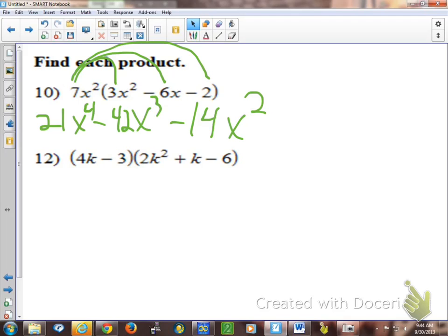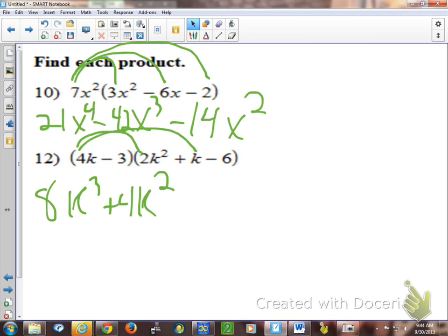All right. The second one. It's still all about distribution. 4 times 2. K times k squared is k cubed. 4k times 1k is 4. Okay. 4k times negative 6 is negative 24k. Double distribute, that's right. That's exactly what we do, because now you have to do the same thing with the negative 3. Negative 3 times 2k squared. What's negative 3 times 2? Negative 6. Negative 6, then the k's stick around.